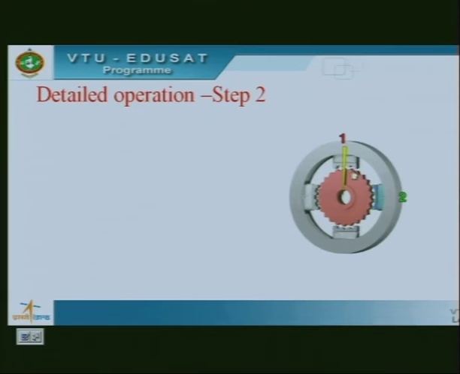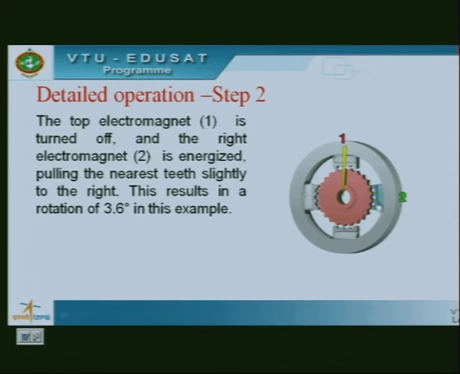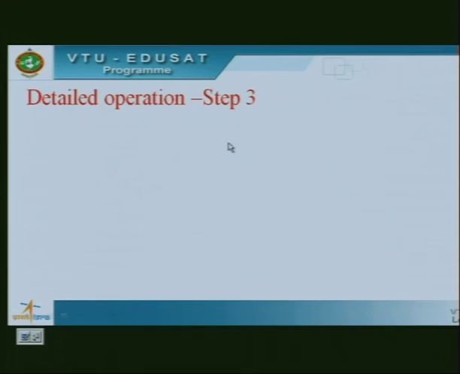In step 2, you can see it will try to gain alignment with this electromagnet. When it is trying to gain alignment here, it becomes a little offset here, and it moves by 3.6 degrees. I am considering 3.6 degrees if I have 25 teeth on this rotor.